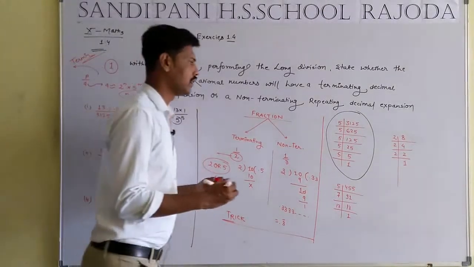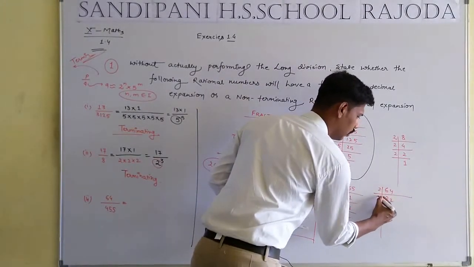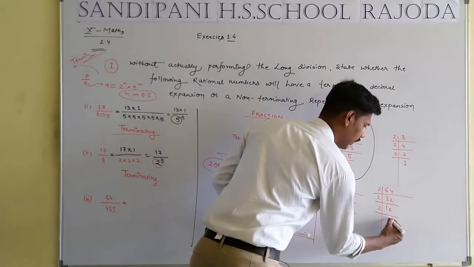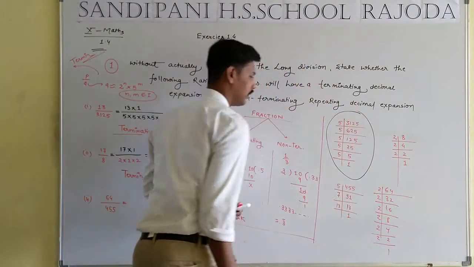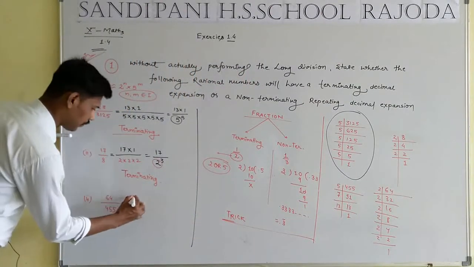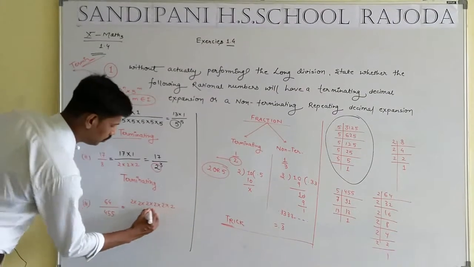64 may be written as 2 × 32, 2 × 16, 2 × 8, 2 × 4, 2 × 2, 2 × 1. That means 2 into 2 into 2 into 2 into 2 into 2, 6 times.